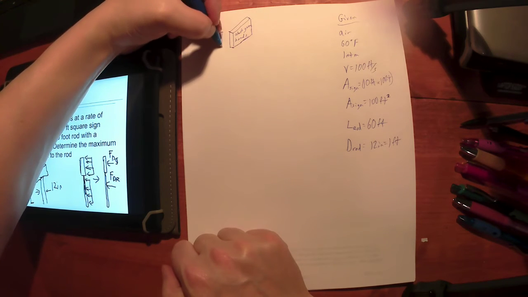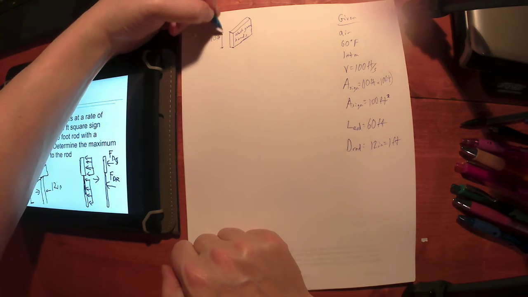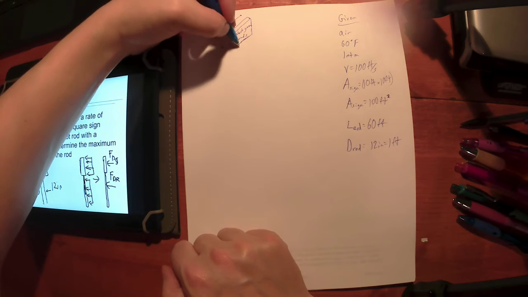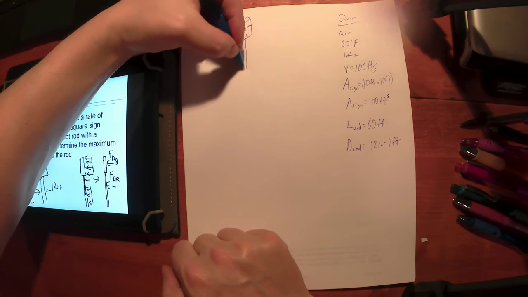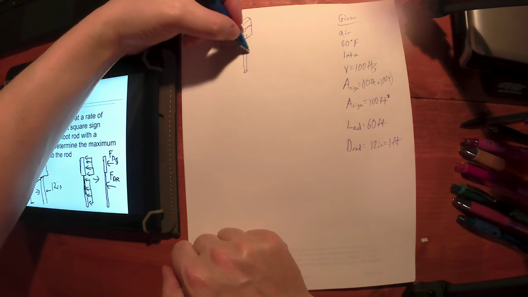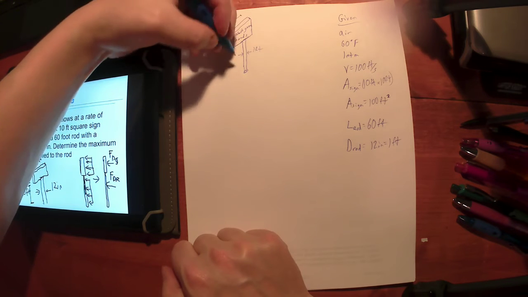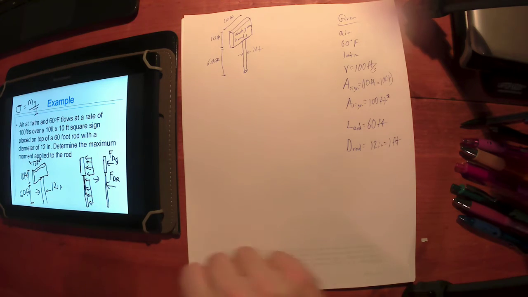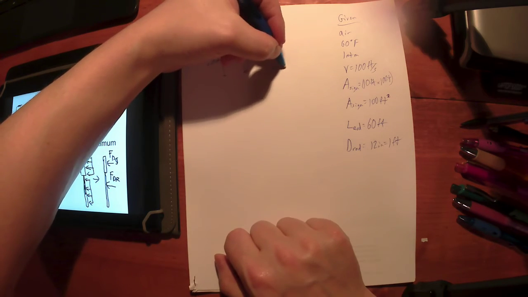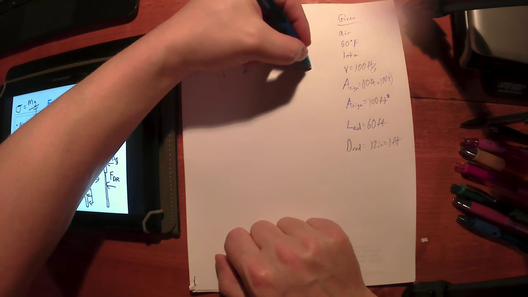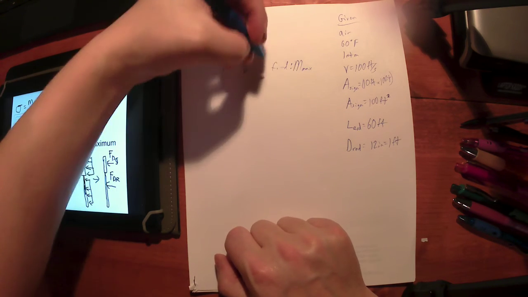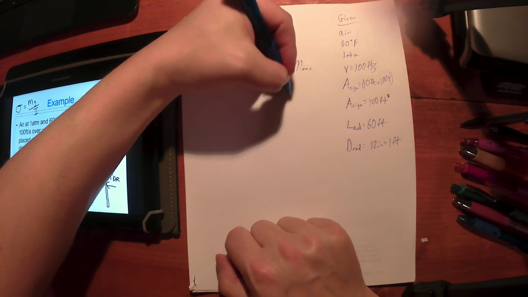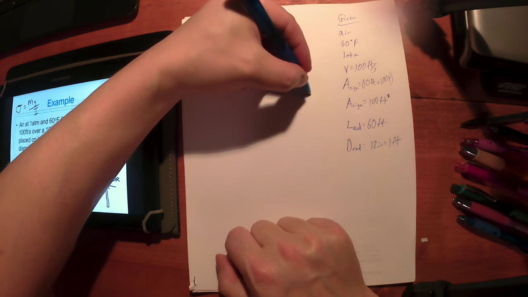I've got this sign. So it's 10 foot by 10 foot. And this rod, 1 foot by 60 foot. Okay? We want to find the maximum moment applied to this thing, which we said is going to be the moment applied at the ground.